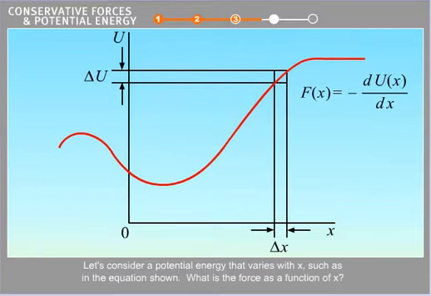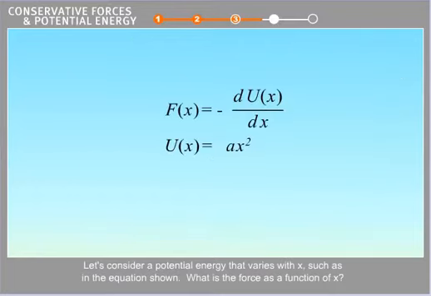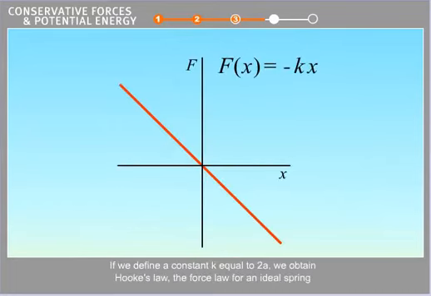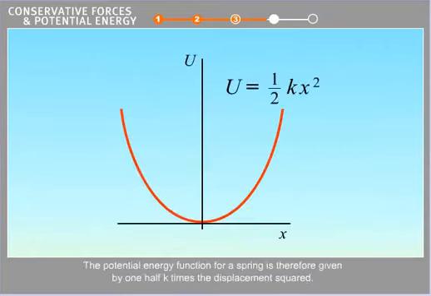Let's consider a potential energy that varies with x, such as in the equation shown. What is the force as a function of x? We compute the force by taking the derivative, which yields the following result. If we define a constant k equal to 2a, we obtain Hooke's law, the force law for an ideal spring. The potential energy function for a spring is therefore given by 1/2 k times the displacement squared.